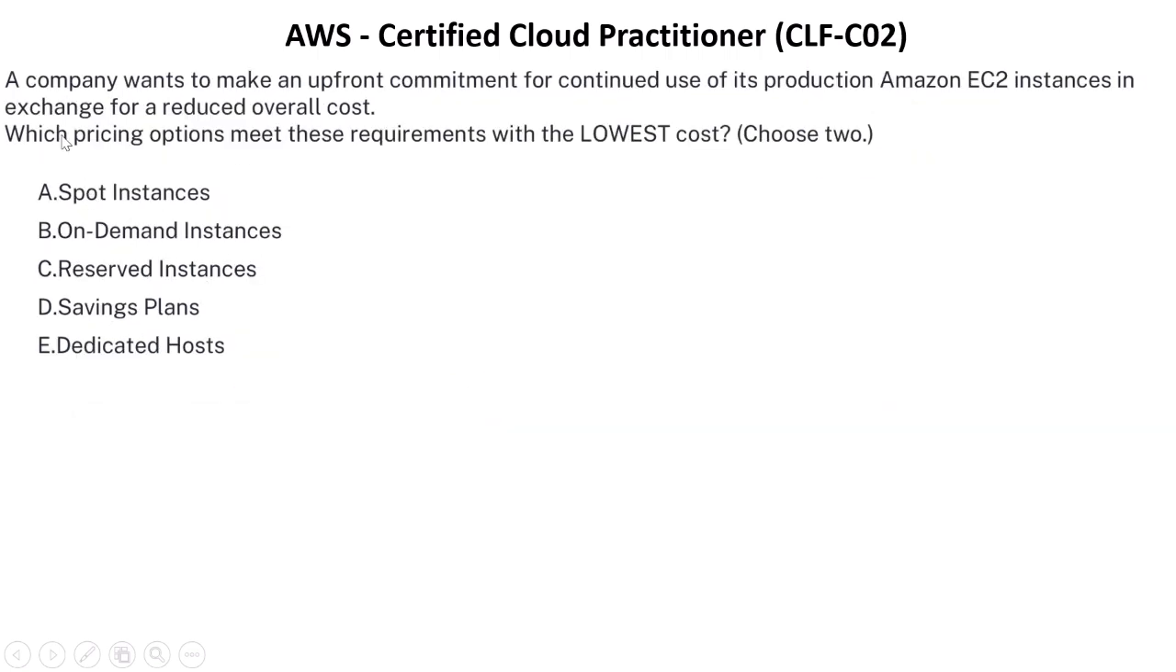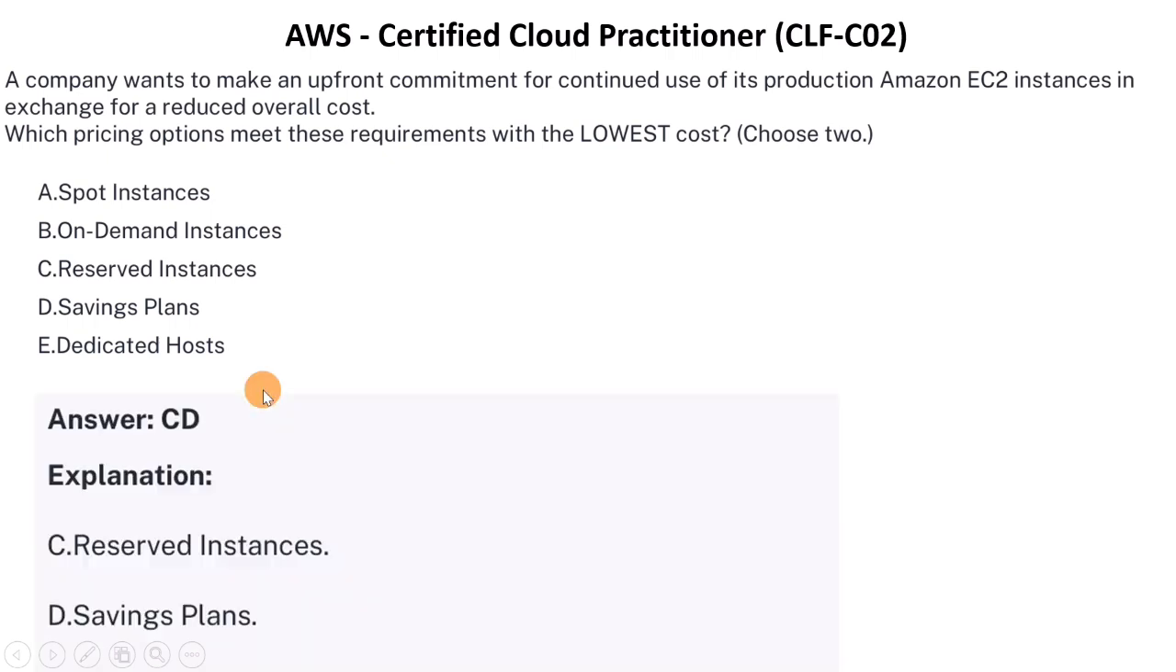Next question. A company wants to make an upfront commitment for continued use of its production Amazon EC2 instances in exchange for a reduced overall cost. Which pricing options meet these requirements with the lowest cost? Choose two options. The options are option A, spot instances, option B, on-demand instances, option C, reserved instances, option D, savings plans, option E, dedicated hosts. The right answer is option C and option D, reserved instances and savings plans.